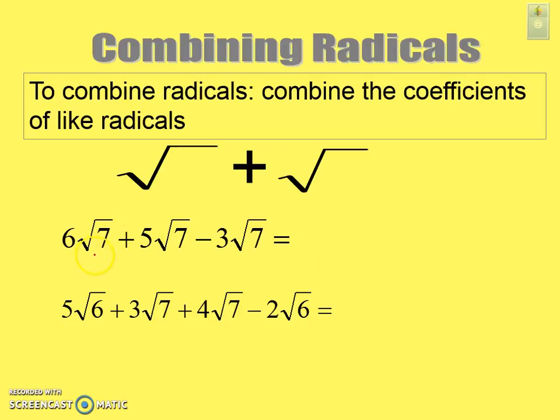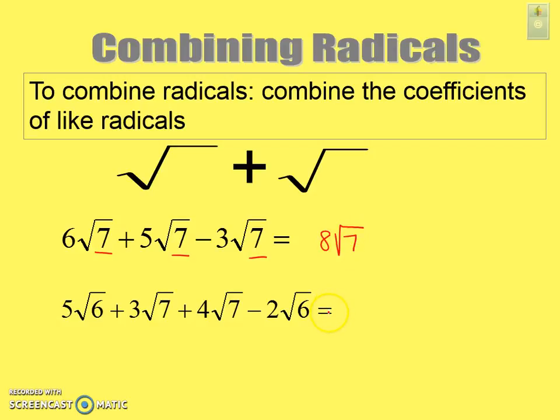In this first example here, we have 6 square root of 7, 5 square root of 7, and 3 square root of 7. Since all of these are sevens, we're going to be able to combine them together. So we take 6 plus 5, we get 11, we subtract 3, and so our final answer here is just 8 square root of 7.